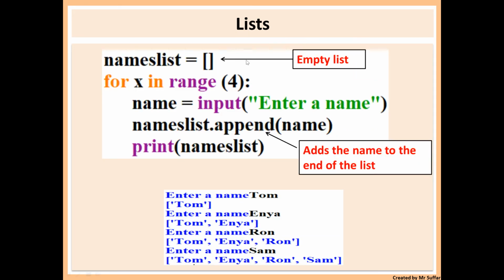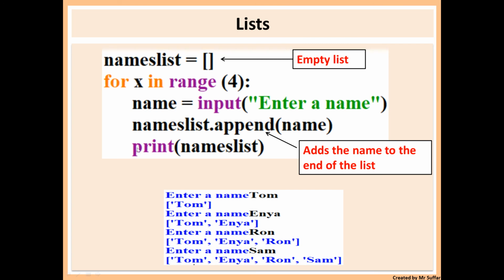So we created a list called namelist, an empty one. So we don't put anything inside it. Then we use the for loop to loop 4 times. Then we ask for a name. So name equals input, ask for a name, and then namelist.append, this adds something to the end of namelist. And what we're adding to the end of namelist is the name. So we put name. Then we print namelist.